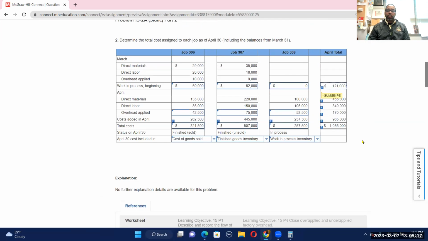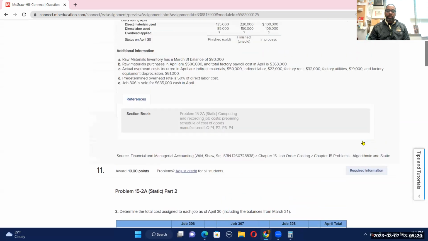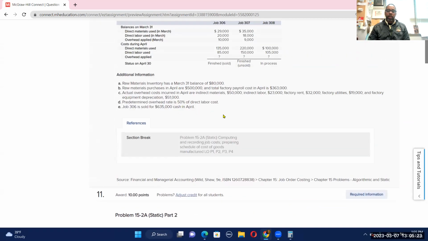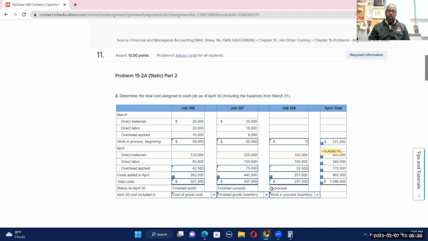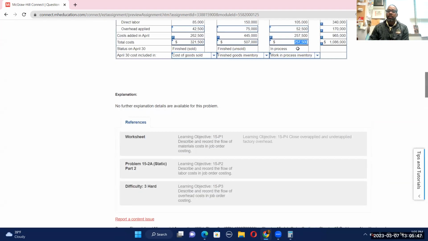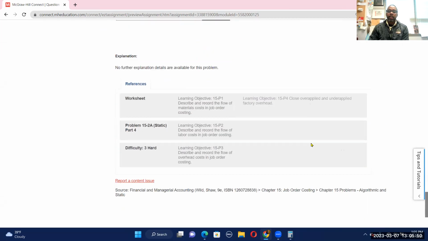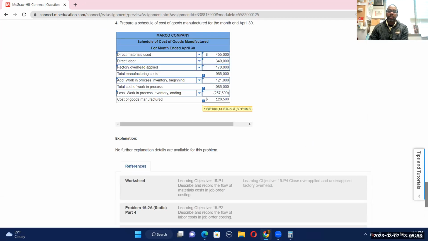The ending work in process, I thought it was a given. Oh, it's 257,500. Sorry. Because remember, this is the only job that's in work in process. Job 308 is in work in process. Job 307 is in finished goods. Job 306 is in cost of goods sold. So how much is that? 257,500. Subtract the 257,500 from 1,086,000. You get $828,500. And that's how you make that schedule for cost of goods sold.